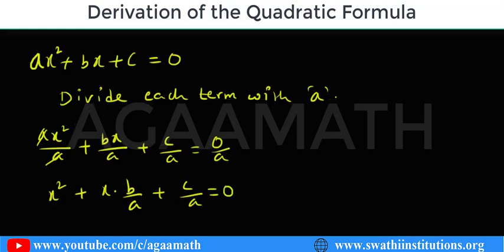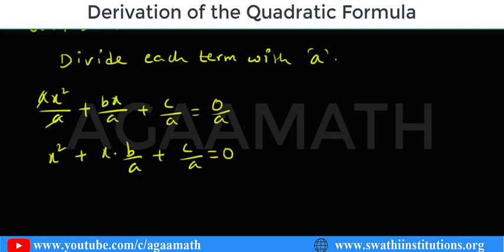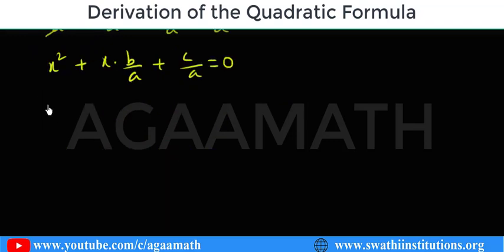Now you have to transfer this c by a towards the RHS, right? It means this is written as x square plus x into b by a equals minus c by a.